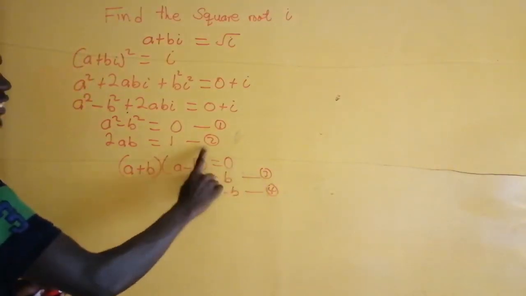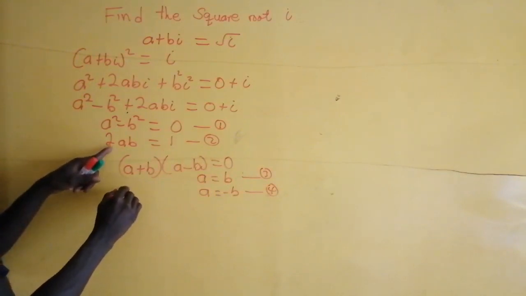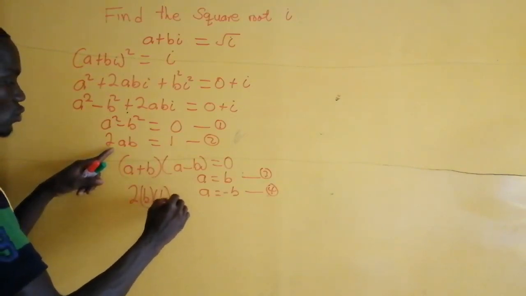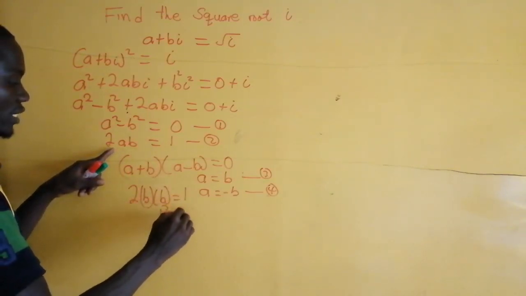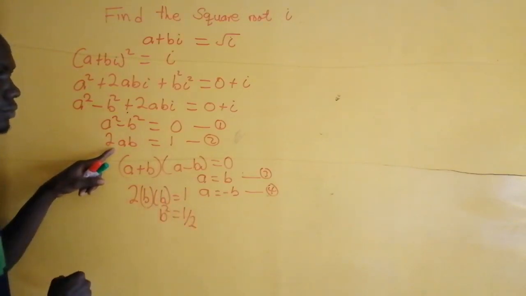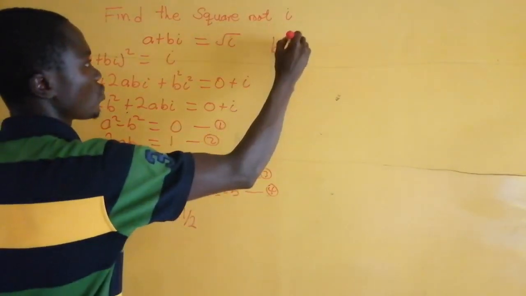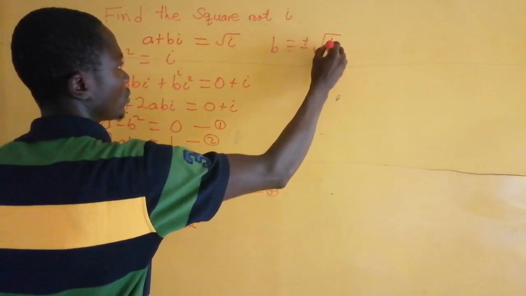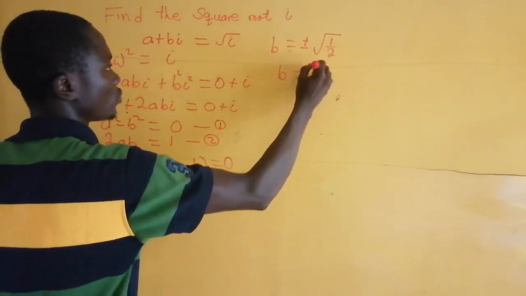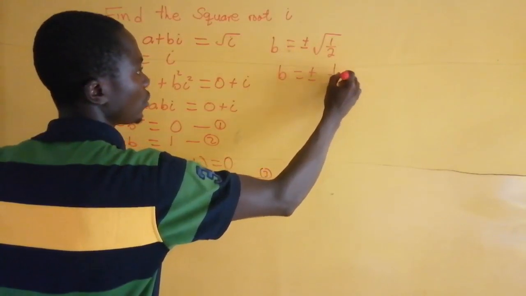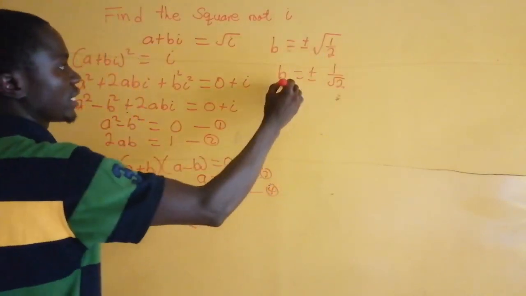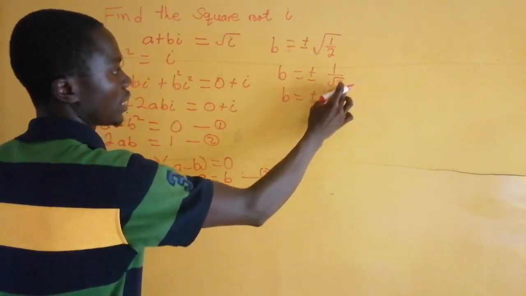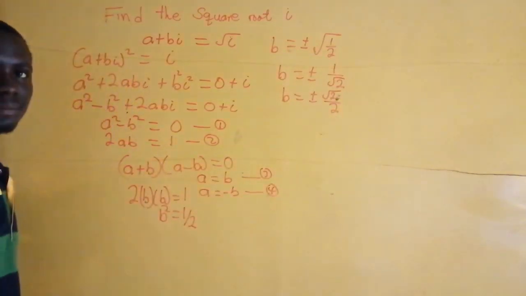Now let's put equation 3 into 2. We are going to have 2 times b times b equal to 1. That gives b squared equal to 1 on 2. And hence, we have b equal to plus or minus square root of 1 on 2. That gives us b equal to plus or minus 1 on root 2. You can rationalize this to get b equal to plus or minus root 2 divided by 2. You can also use a calculator to change it to decimals.